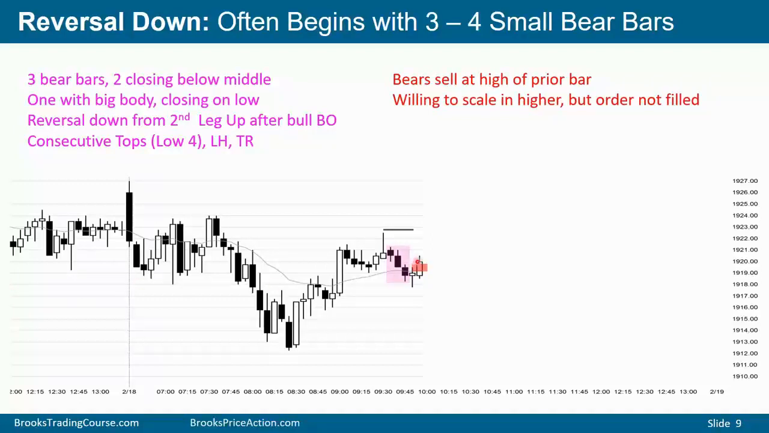Because of that, the bears will sell at the high of the prior bar, betting that it'll form a lower high. They'll place a limit order to sell at the high of this bar, and they'll get filled here, and they'll put their stop up there. And they're willing to scale in higher. In this case, they did not have to. The market immediately went down to their profit target, and they exited with a limit order 1 point below their sell entry.